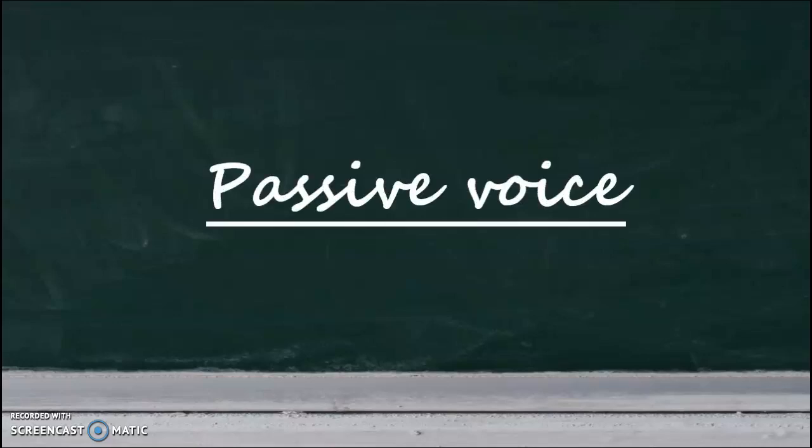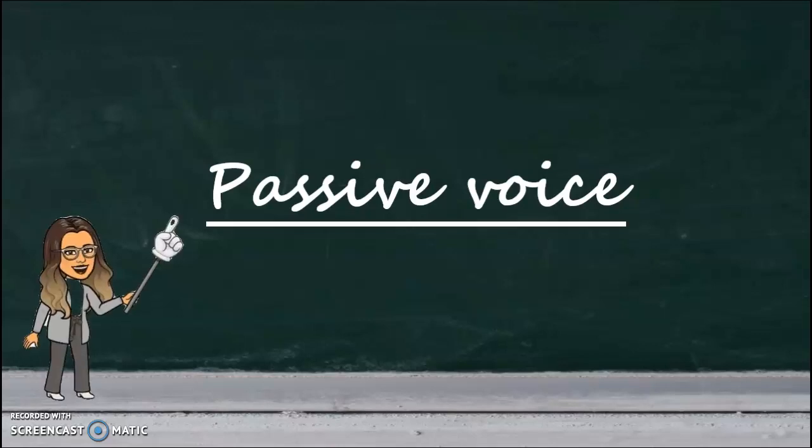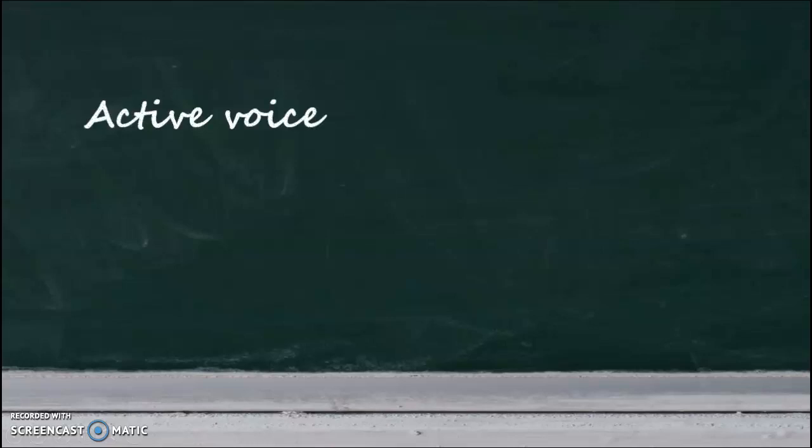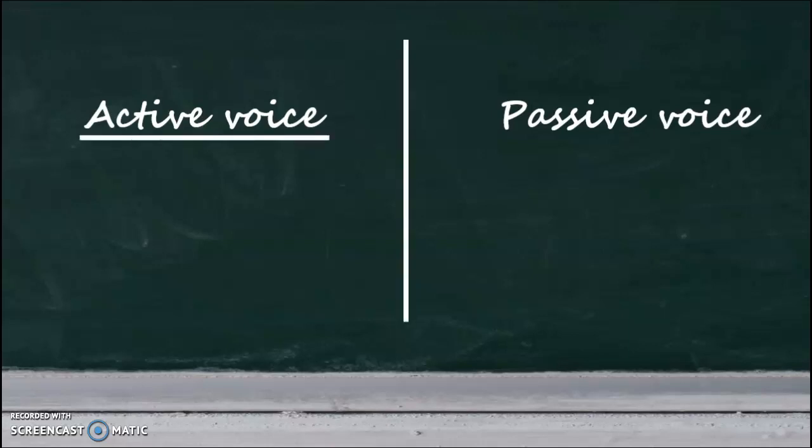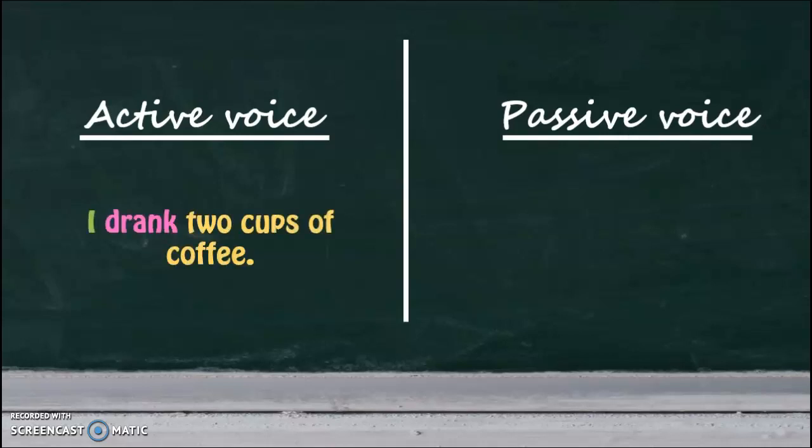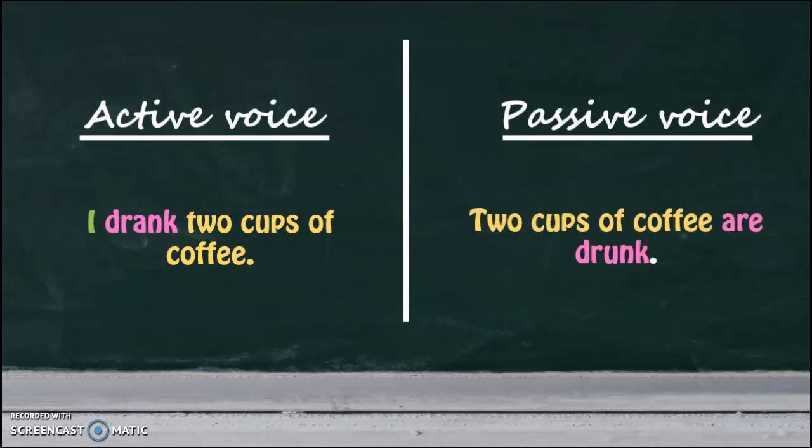Greetings everybody, this video is about passive voice, so please follow me to remember a little bit about passive voice and how to express this in different tenses. So let's start remembering what the active voice is and what the difference is with the passive voice. For that we have one sentence and it says, I drank 2 cups of coffee. That is the active voice, and in the passive voice it says, 2 cups of coffee are drunk.